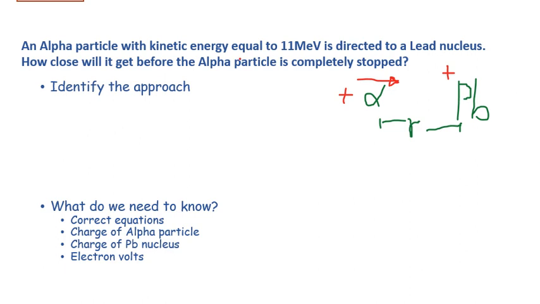We have the initial kinetic energy of the alpha particle, that is 11 mega electron volts. Let's write it down, right? Kinetic energy of alpha particle: the initial kinetic energy of the alpha particle is 11 mega electron volts. So this is what we have right now. With this information, we have to find the distance between the alpha particle and the lead nucleus at the end, when the alpha particle comes to rest.